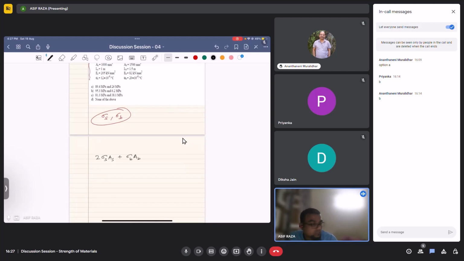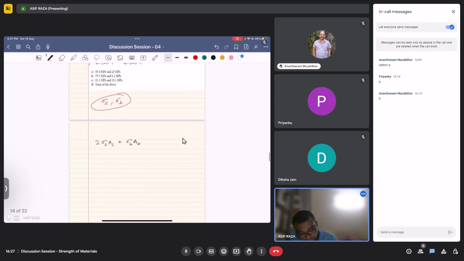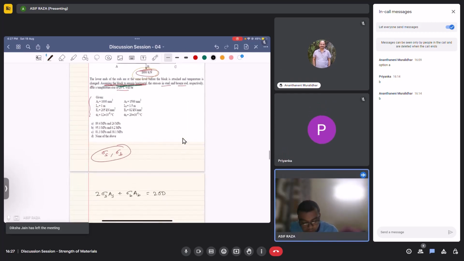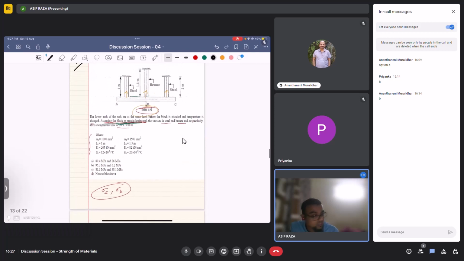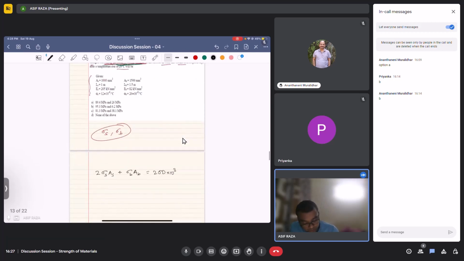So this would give me forces which are acting opposite, and this would balance this weight. So this would be equal to 200 kilonewton. I like to write it in terms of newton, so 200 times 10 to the power 3 newton. Okay, so this is one equation.